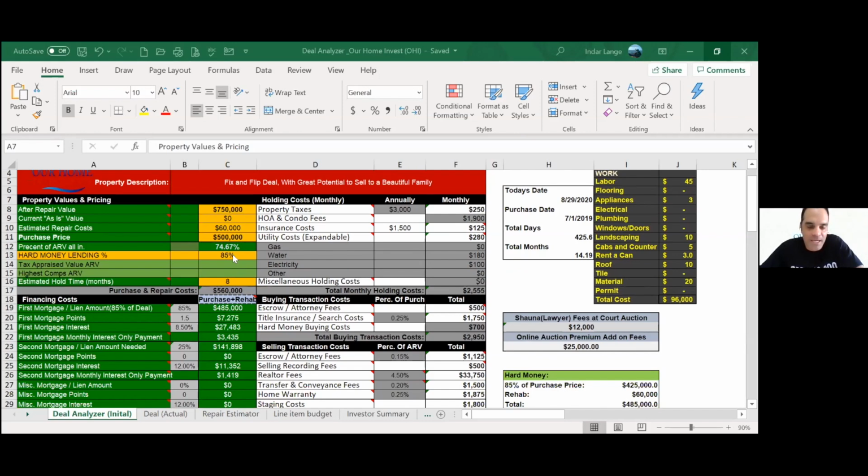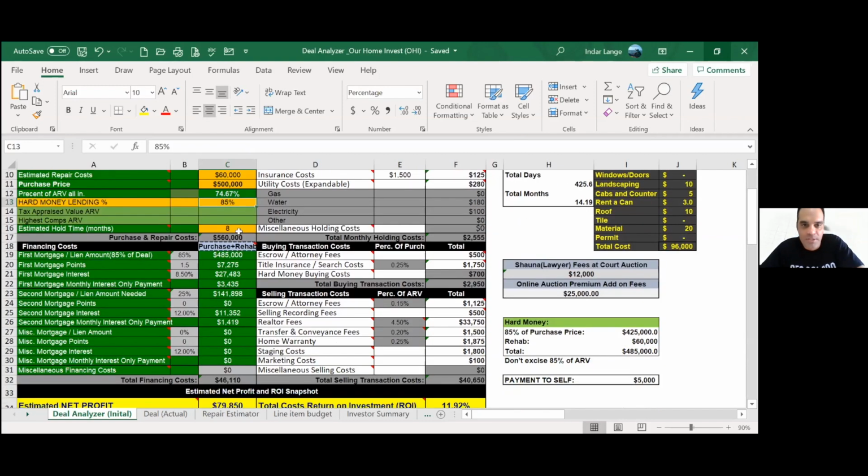I have this added here where I figure out how much my hard money will give me of the deal. This is critical. So this particular deal, I have an 85% share. This is where I was talking about the estimated hold time. I have it at 8 months. 8 to 10 months is where we're at right now.